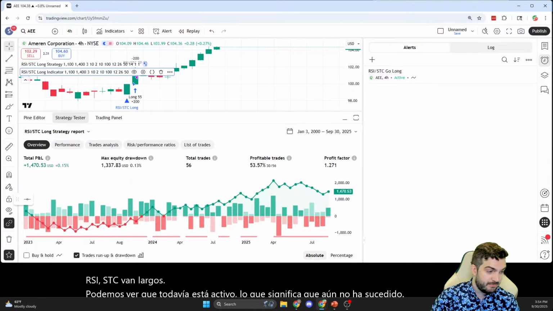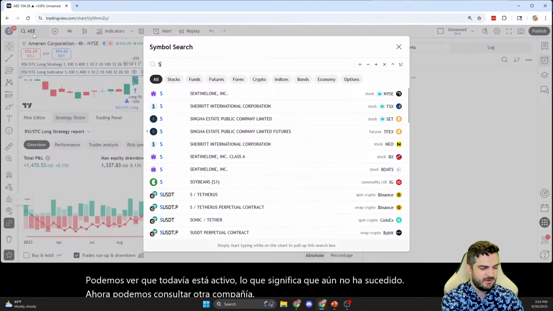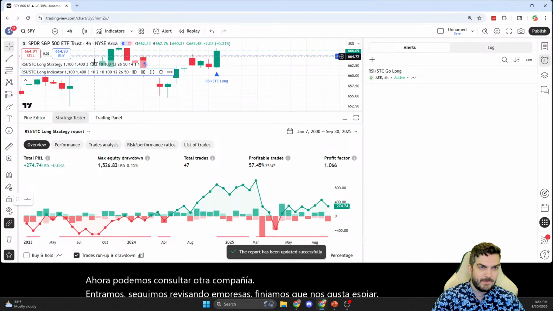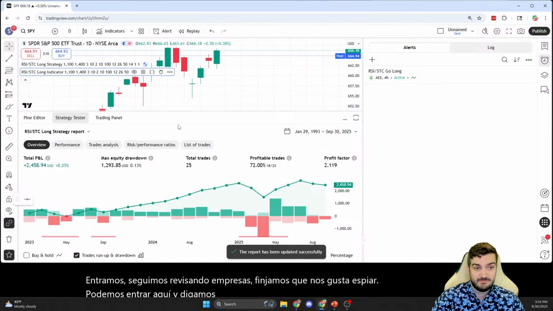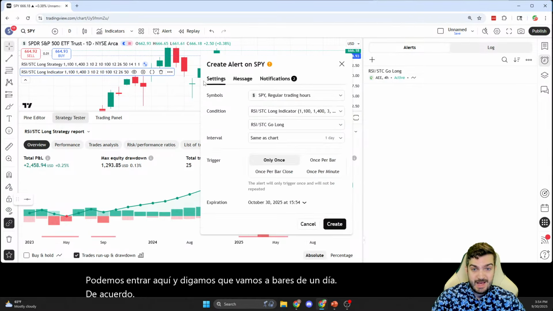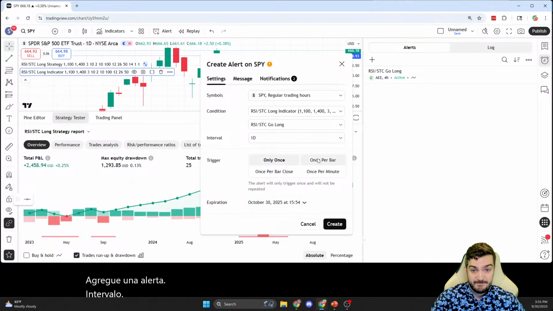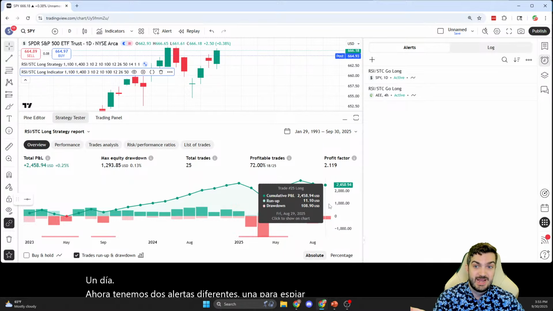Now we can check another company. We go in, we keep checking companies. Let's just pretend we liked SPY. We can go in here and let's go 1 day bars. Okay. Add an alert, interval, 1 day, create. Now we have 2 different alerts. One for SPY using 1 day bars, one for AEE using 4-hour bars.